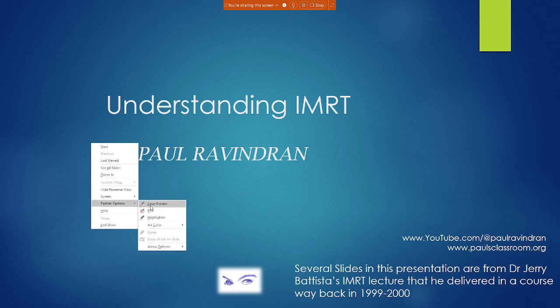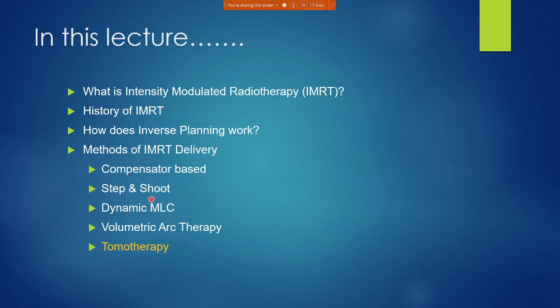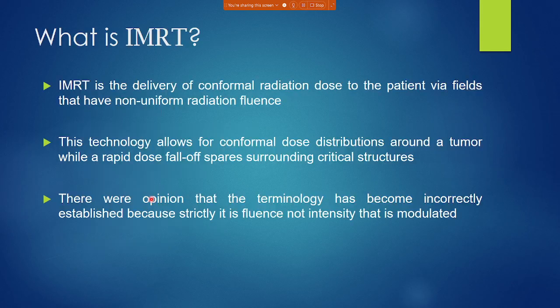In this lecture, first I will talk to you about what is IMRT, what is intensity modulated radiotherapy, then talk a little about the history of IMRT and how inverse planning works. Then we will go into methods of IMRT delivery like compensators, step and shoot, dynamic, volumetric arc therapy. I may not do tomotherapy now because that may need a separate lecture on its own.